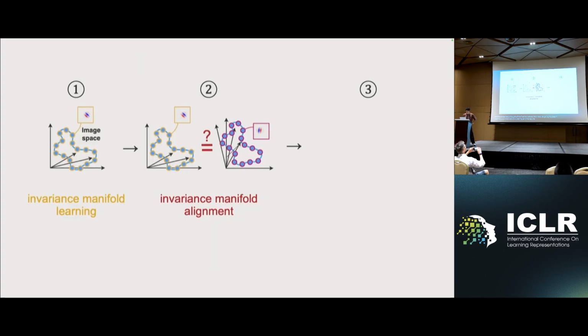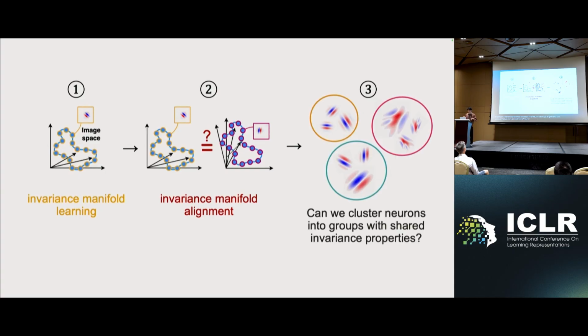Thanks, Mohammad. Now that we know how to learn the invariance manifolds of single neurons, and we know how to compare invariance properties across pairs of neurons through alignment, let's suppose that we have a population of neurons. The question is, how can we divide it in groups of neurons that share common invariance properties?